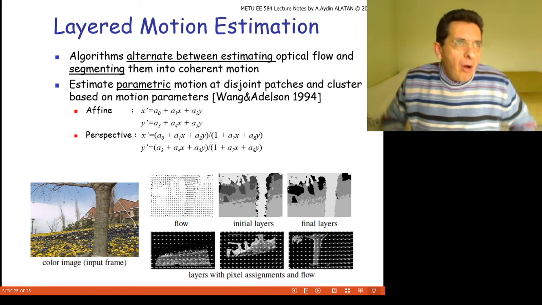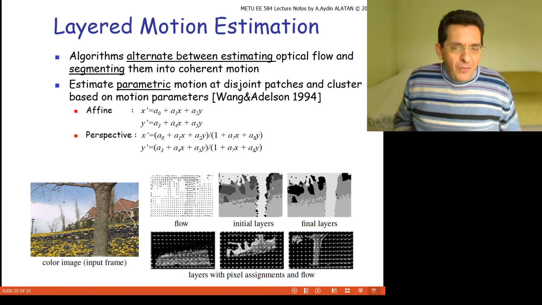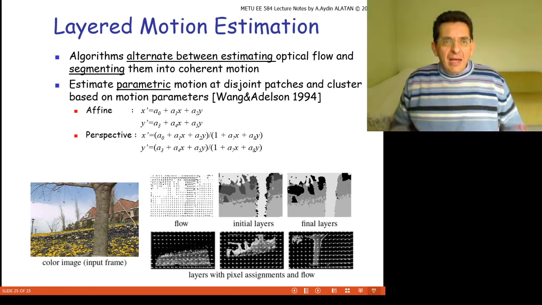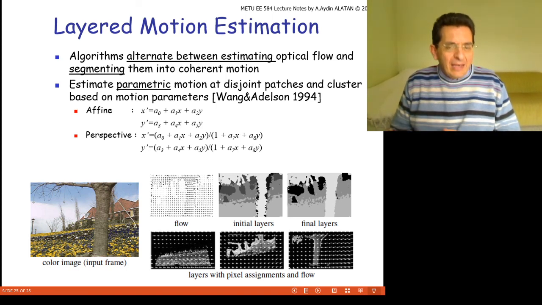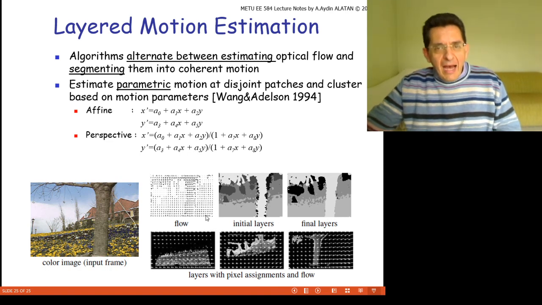When you have a complicated, a practical scenario, camera is moving, objects are moving, there are different things, at that point we have to have such a layered motion estimation technique, so that we not only find the boundaries of the moving objects, also the parametric motion vectors. Okay, that's the other technique.